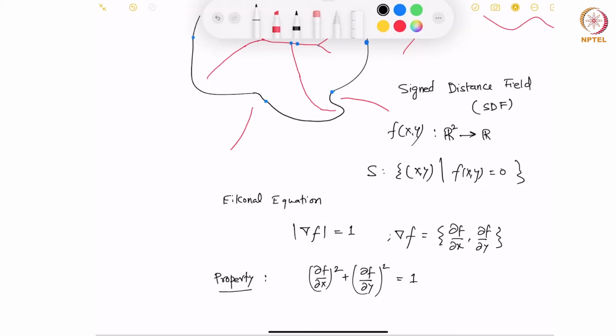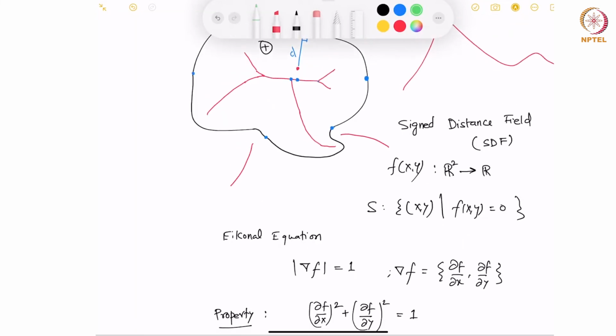A property of the distance field is that the norm of the gradient at every point is equal to 1. It's a very strong and a very interesting property. I can draw it for you in this diagram as well. Let's say we have a point here, and let's say that there is a distance field defined. Remember, we took the distance which is normal to the boundary, the shortest distance.